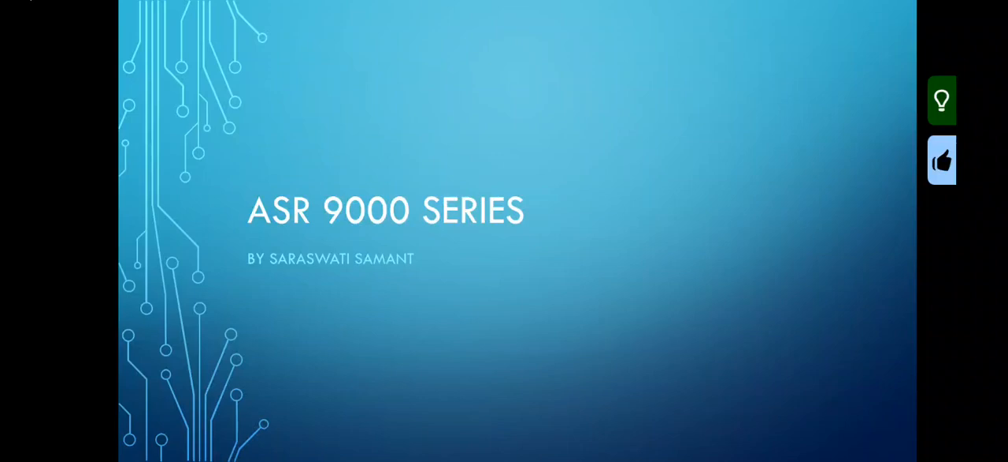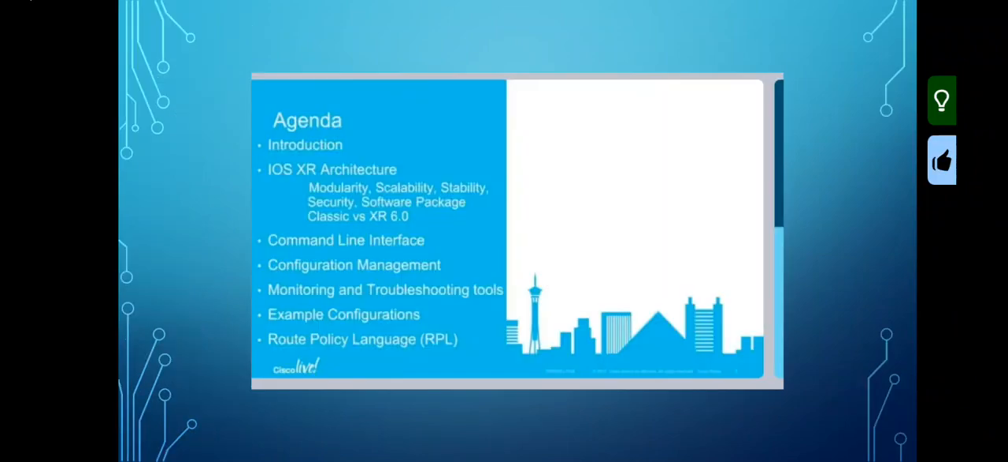Well, in today's session, I'll be covering more about the SR9K series and its features. Today's agenda of this particular session is going to be the IOS XR architecture, modularity, scalability, stability, security, software package, classic versus XR 6.0. Its command line interface, configuration management, the tools which we'll be using for monitoring and troubleshooting purposes, example configuration, sample configuration, and RPL, route policy language.